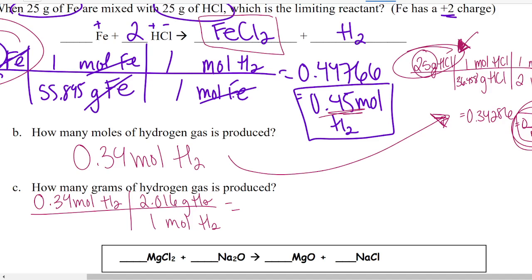Was it the same answer? Yeah, it was. Yeah, I mean, I guess that's how math works. It's just multiply. Either way, okay, so 0.685, which would round to 0.69 moles of H2.